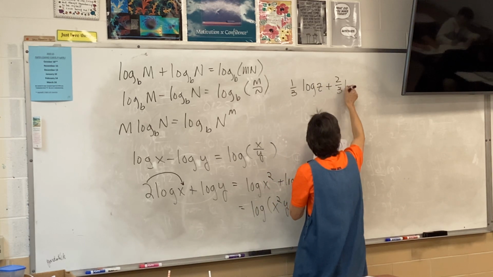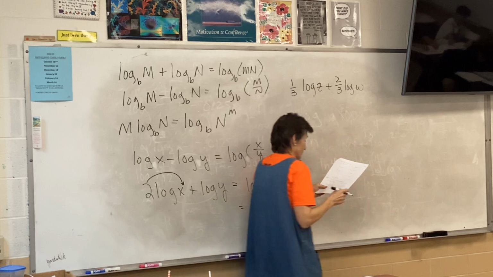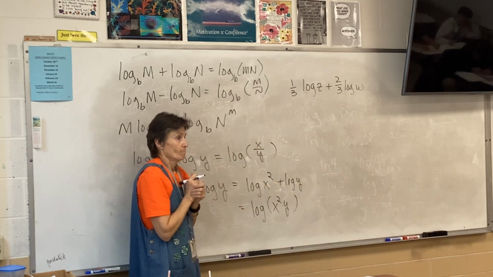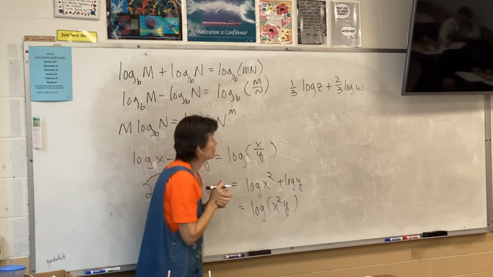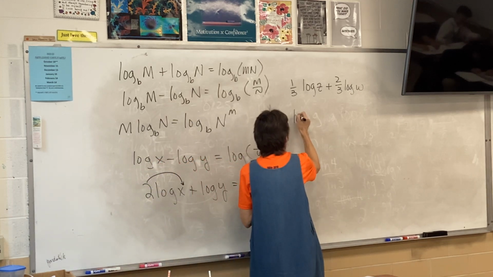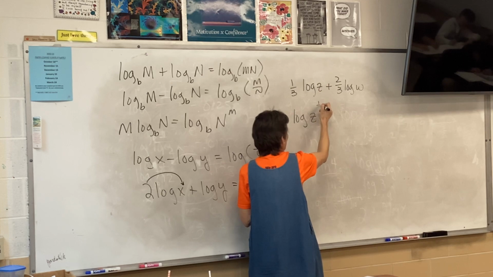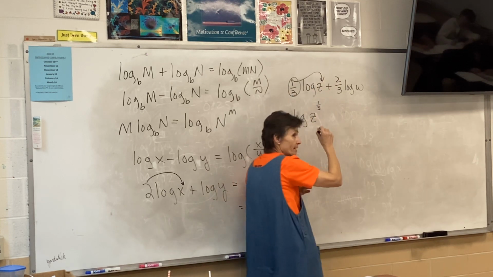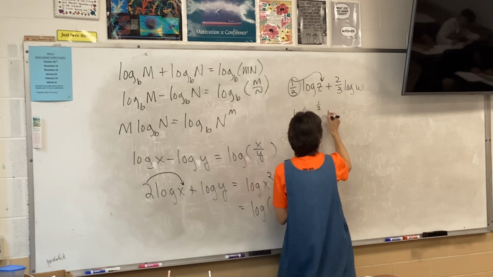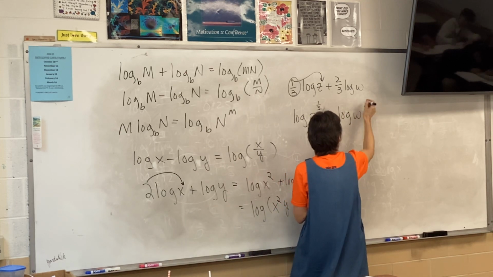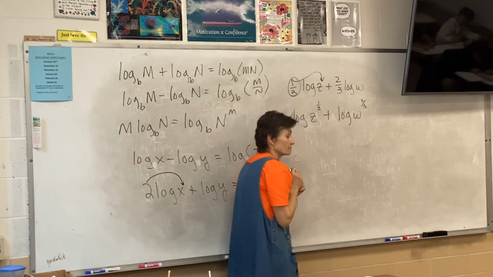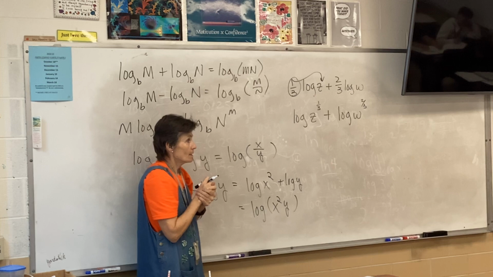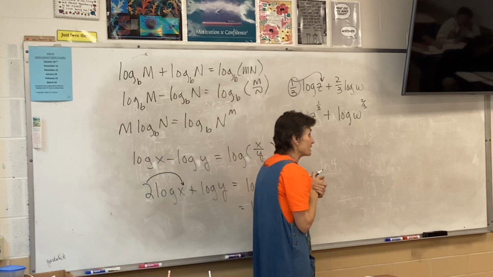Plus 2/3 log W. All right, you put them into exponents, so log Z to the 1/3. Guys, you got it? Plus log W to the 2/3. Now we're ready to put them together.